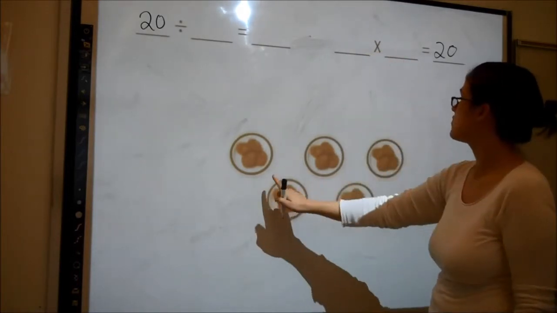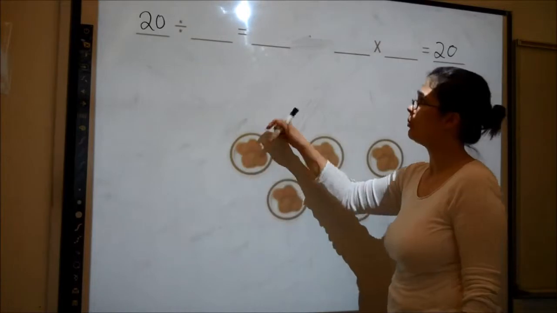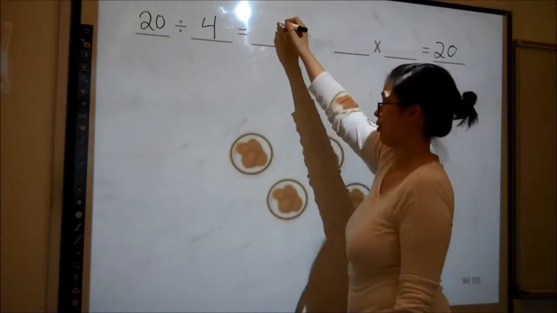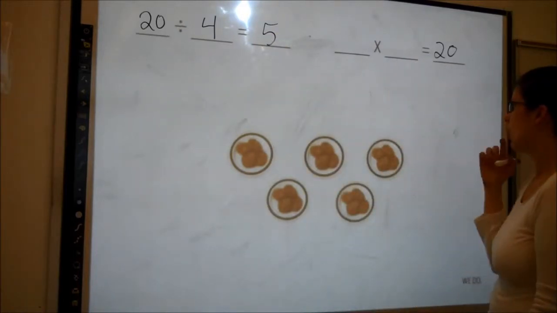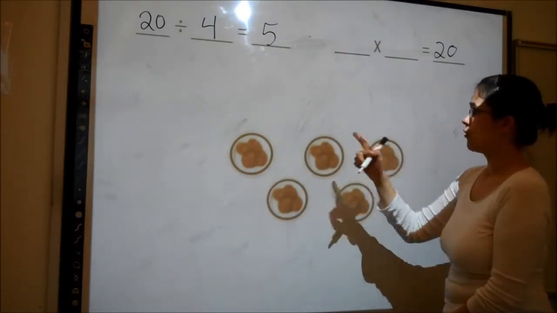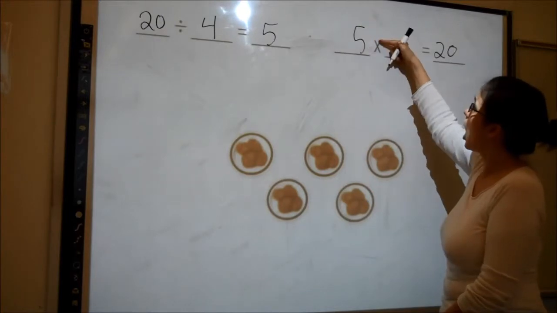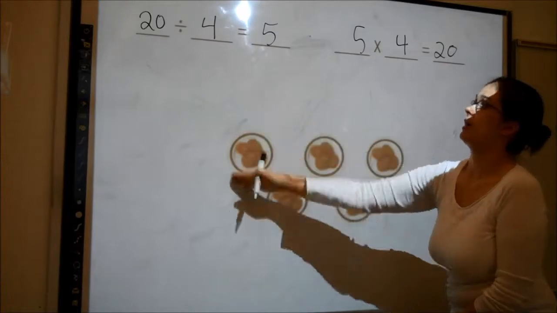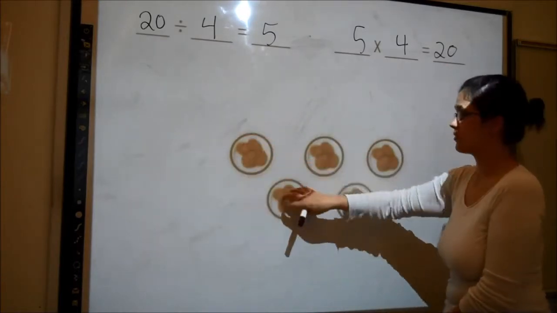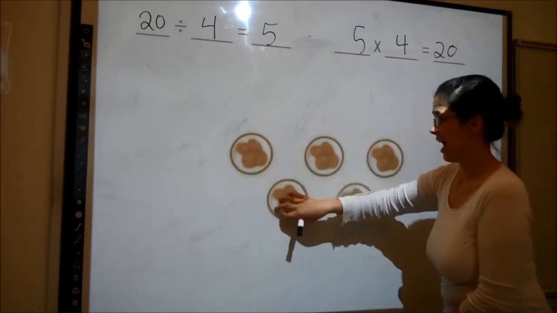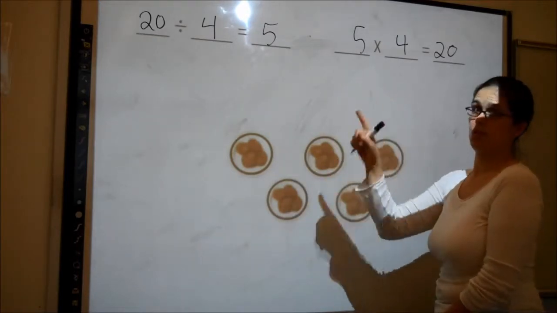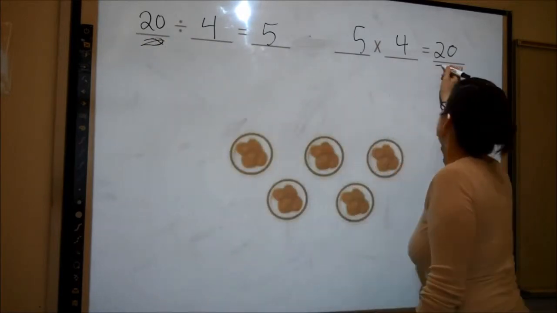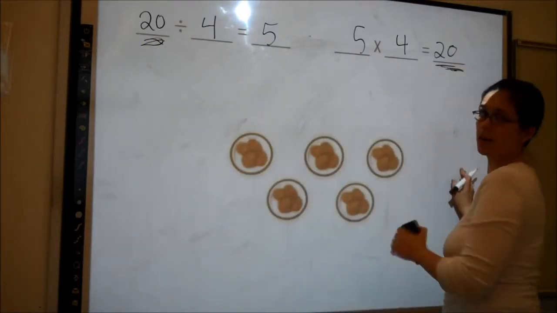Right? So 20 divided into 4 in a group gave us 1, 2, 3, 4, 5 groups. Or we could say 5 groups of 4 makes 20. 20 divided by 4 makes 5. 5 times 4 makes 20. Again, the dividend of division is the same as the answer to multiplication.